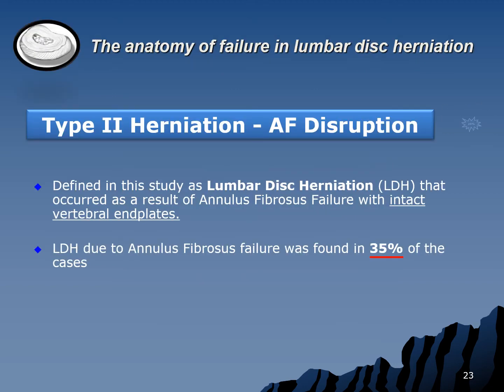All right, and then they found, what was considered normal for the time, type 2 is annulus fibrosis disruption, and this was found in about 35% of the individuals. So defined as lumbar disc herniation that occurred as a result of the annulus failing, and of course in these cases the vertebral end plates were intact. This occurred in 35% of the individuals.